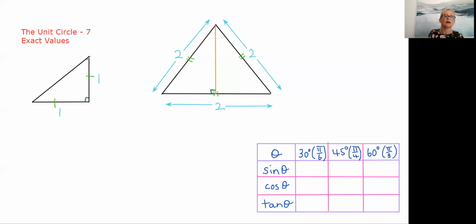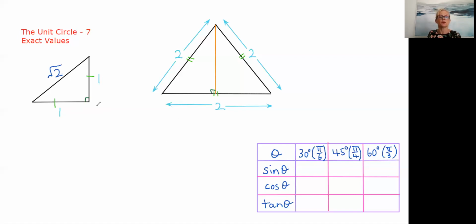So we're using a right-angled triangle. It's isosceles, and each of these side lengths is 1. Using Pythagoras' theorem, we know that the square on the hypotenuse is the sum of the squares on the other two sides. 1 squared plus 1 squared is 2. So this length here is going to be square root of 2.